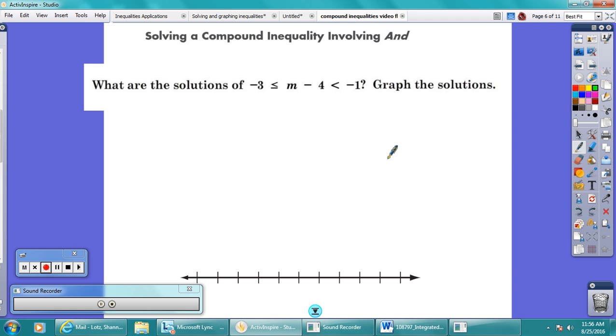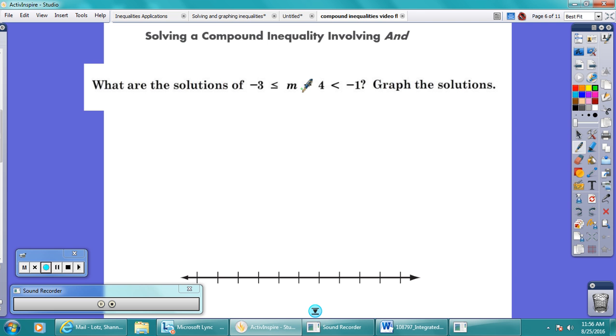Now, we're going to be talking about solving a compound inequality involving and. What are the solutions of -3 is less than or equal to m minus 4 less than -1? Oh my goodness, what is this? Okay? This is a compound inequality. There's the word and. So you see, this is in between the signs. But now we need to solve for m.